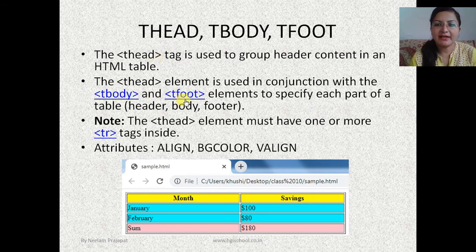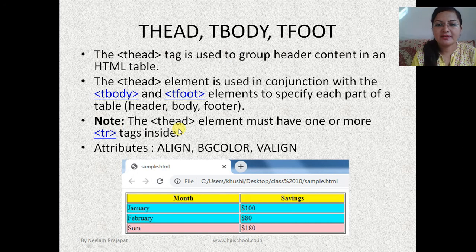The THEAD element is used in conjunction with TBODY and TFOOT. So if you are using THEAD, you should also use TBODY and TFOOT elements to specify each part of the table. If you have to mention the header, put it into THEAD. If you have the body of the table, you can put it in TBODY, and the footer means the last row, in which sometimes you need to calculate a sum and so on. At that time you can put it into the footer row. So you can use TFOOT for that.